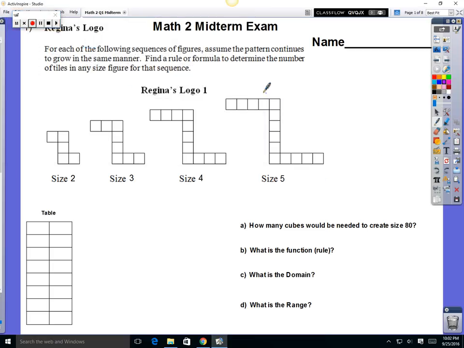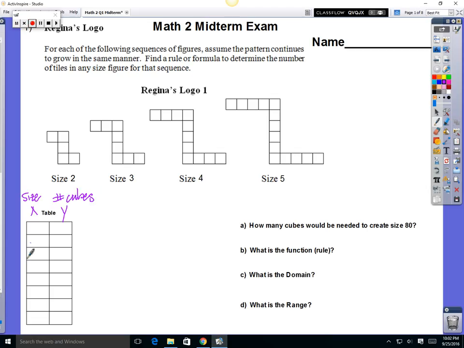Alright, here we go. Number 1, use the table. And this will be your x-axis, this will be your y. Okay, now your x's are the size, and your y's are going to be the number of cubes that it takes to build that picture.